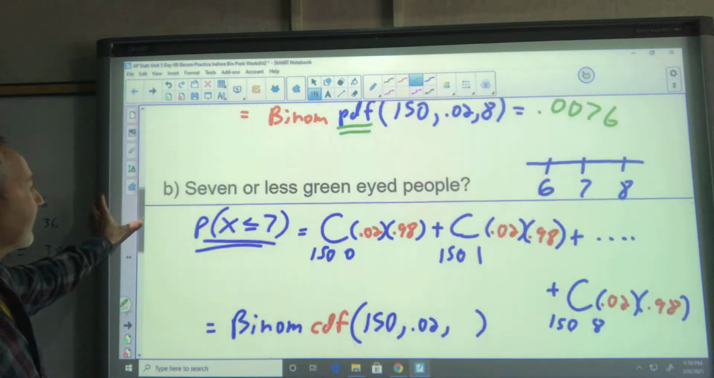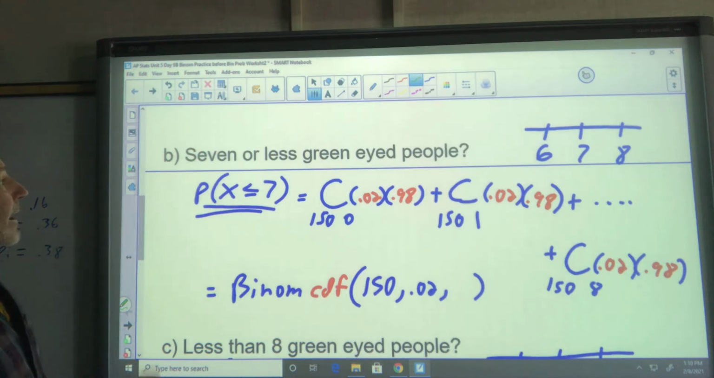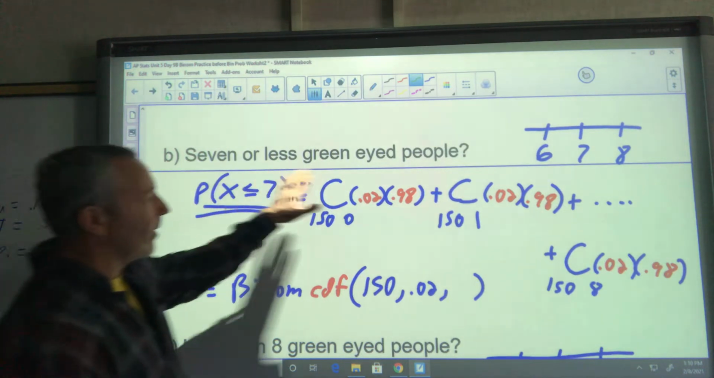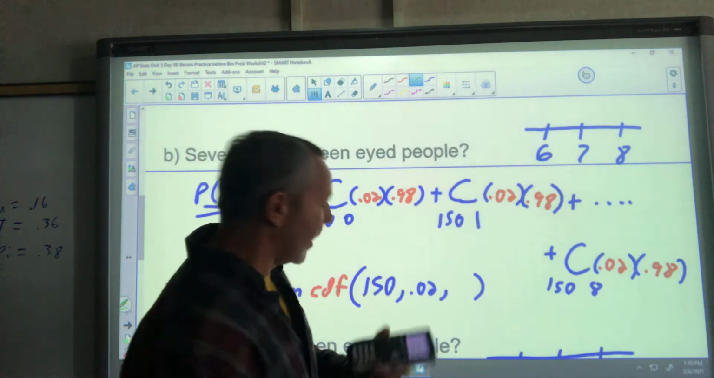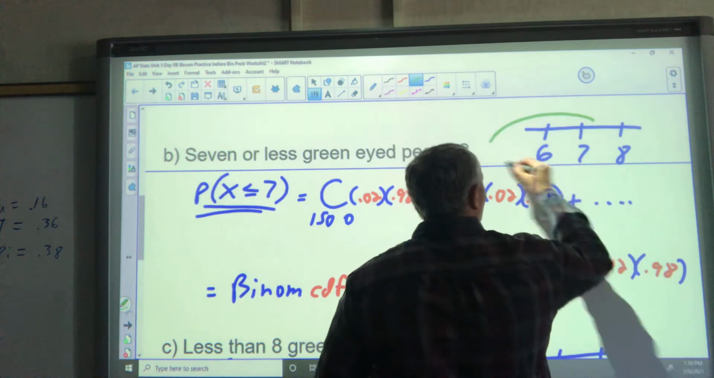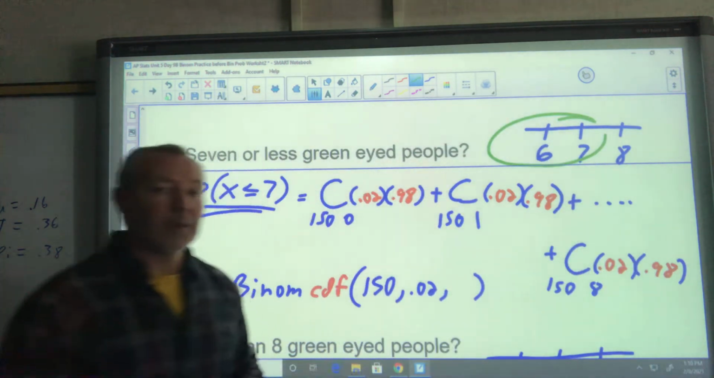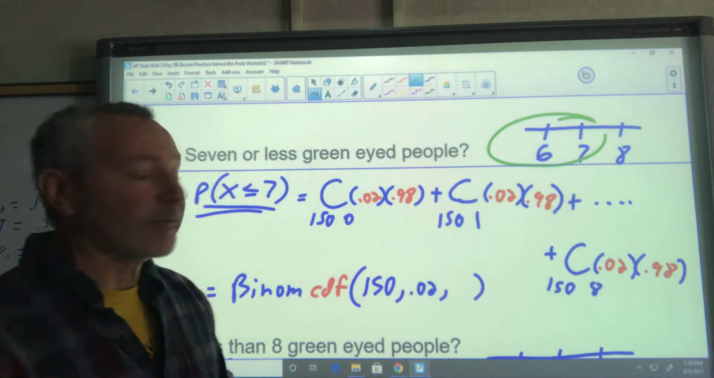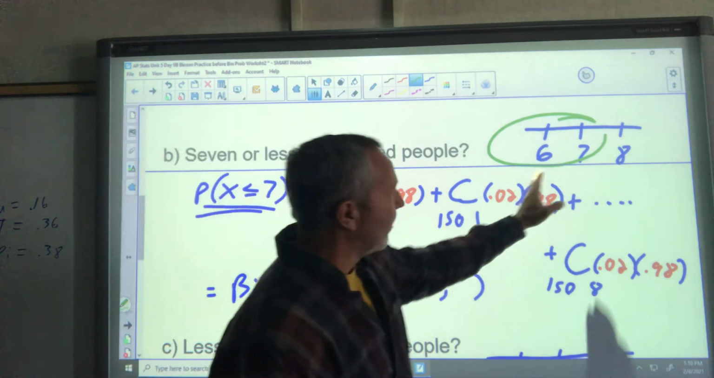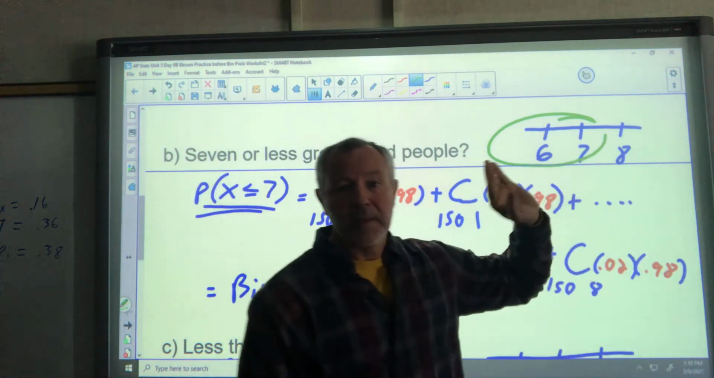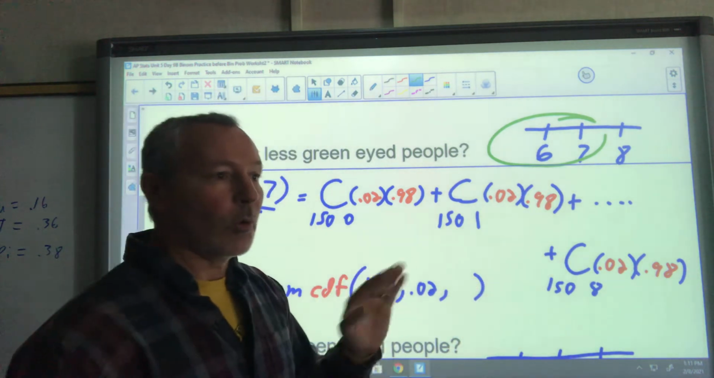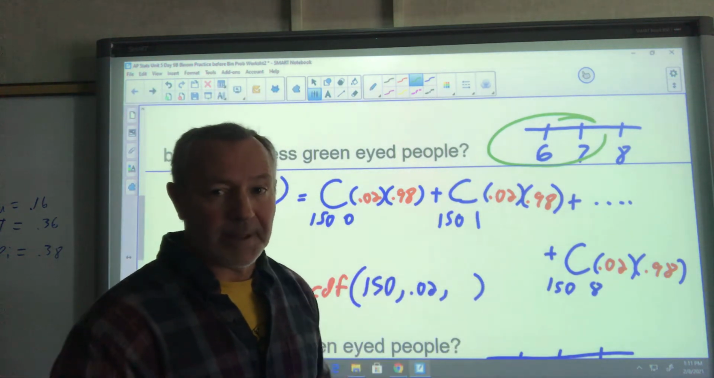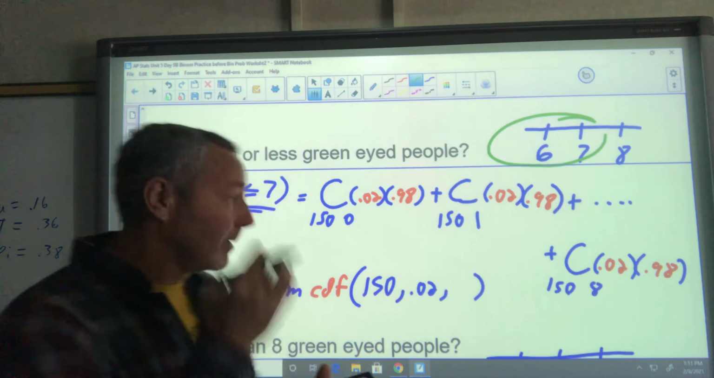Okay, moving on. The probability I get 7 or less green-eyed people. Anytime I have a group, I recommend putting up 7 and the number before and after. We want 7 or less. If I put 7 in my calculator, it calculates the probability of getting 7 green-eyed people, or 6, or 5, or 4, or 3, or 2, or 1, or no green-eyed people in my sample, and it's going to add all those up.